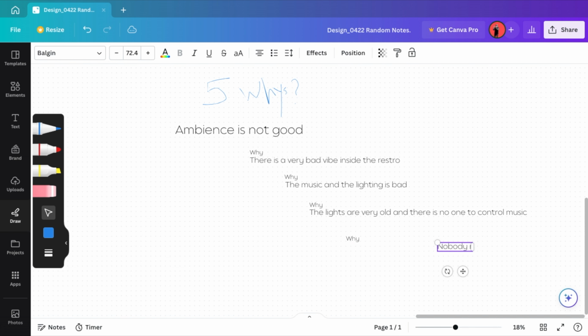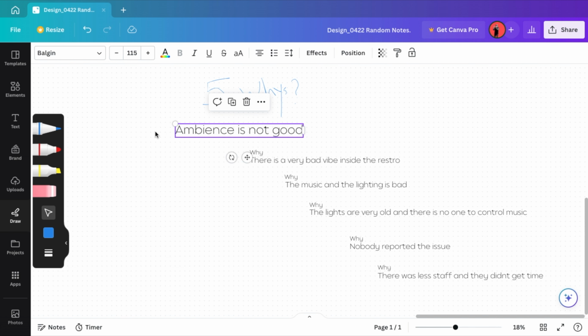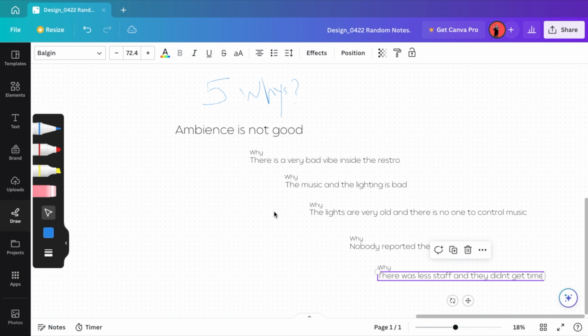Nobody reported. Why did nobody report the issue, right? There was less staff and they didn't get time. So we asked five whys, right? 1, 2, 3, 4, 5, and we reached a conclusion, right? This is the root cause of this problem, right? The ambience is not good. Why is that not good? There was less staff and they didn't get time, right, to fix any of these problems, right?